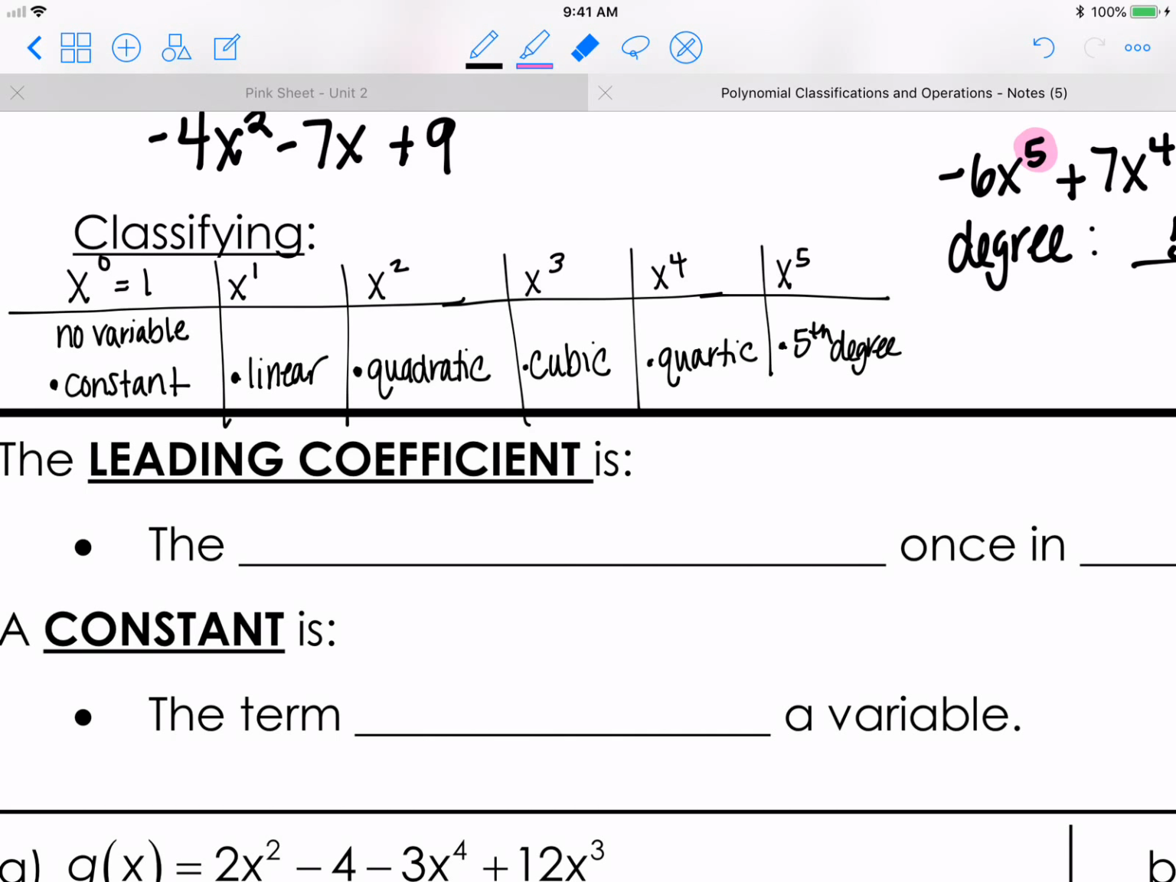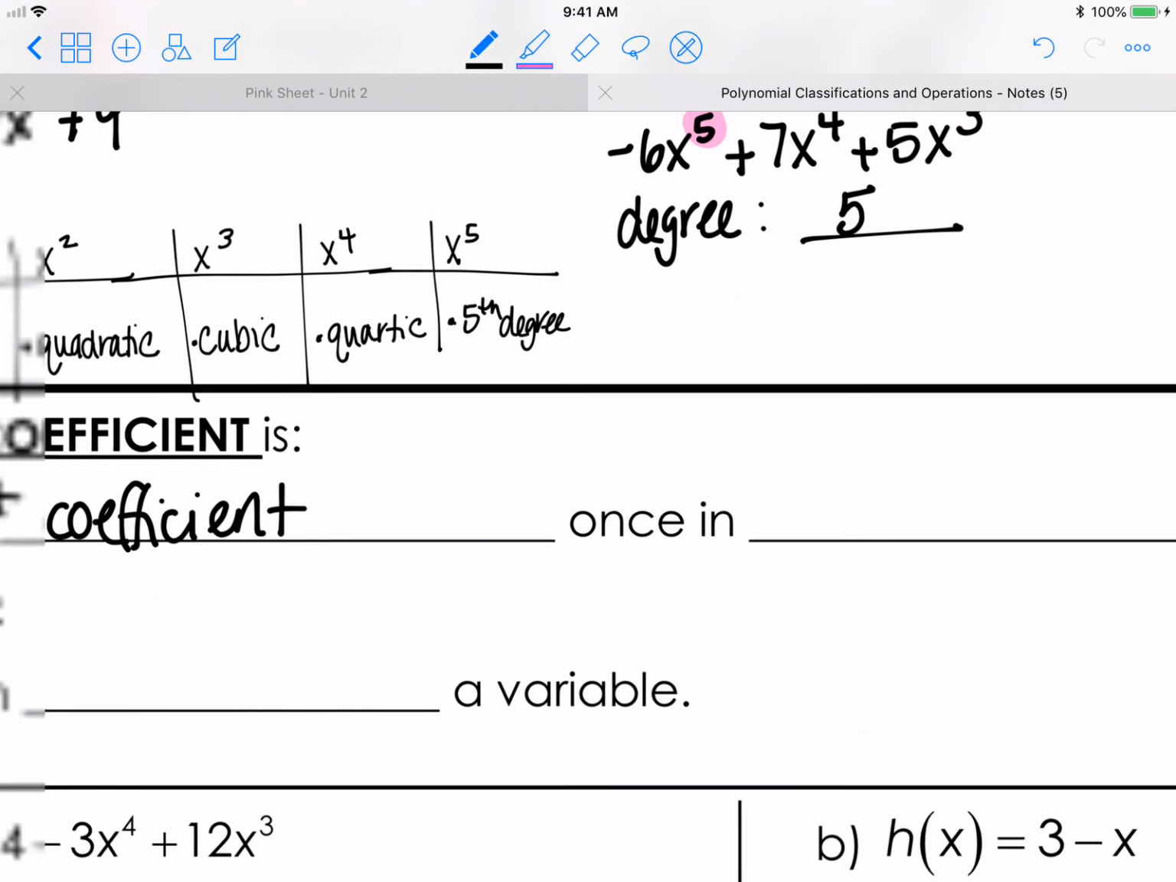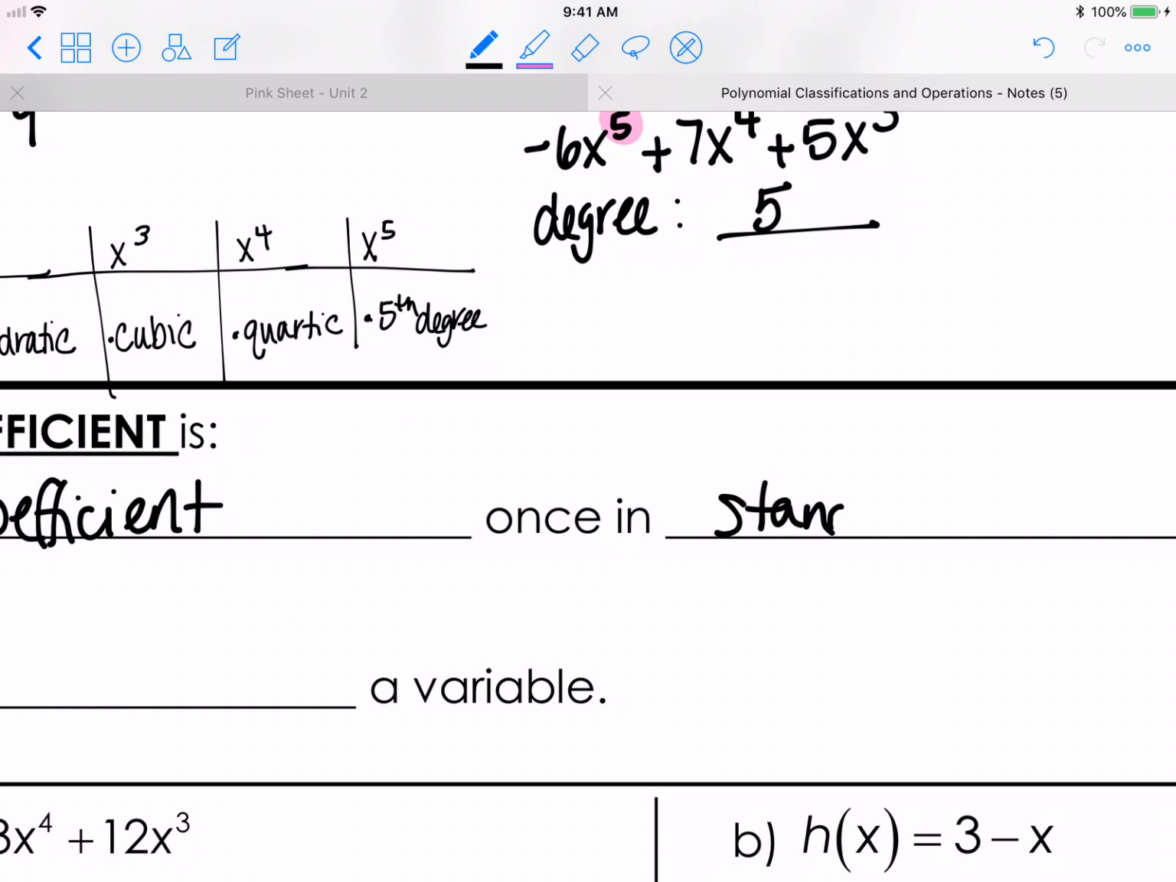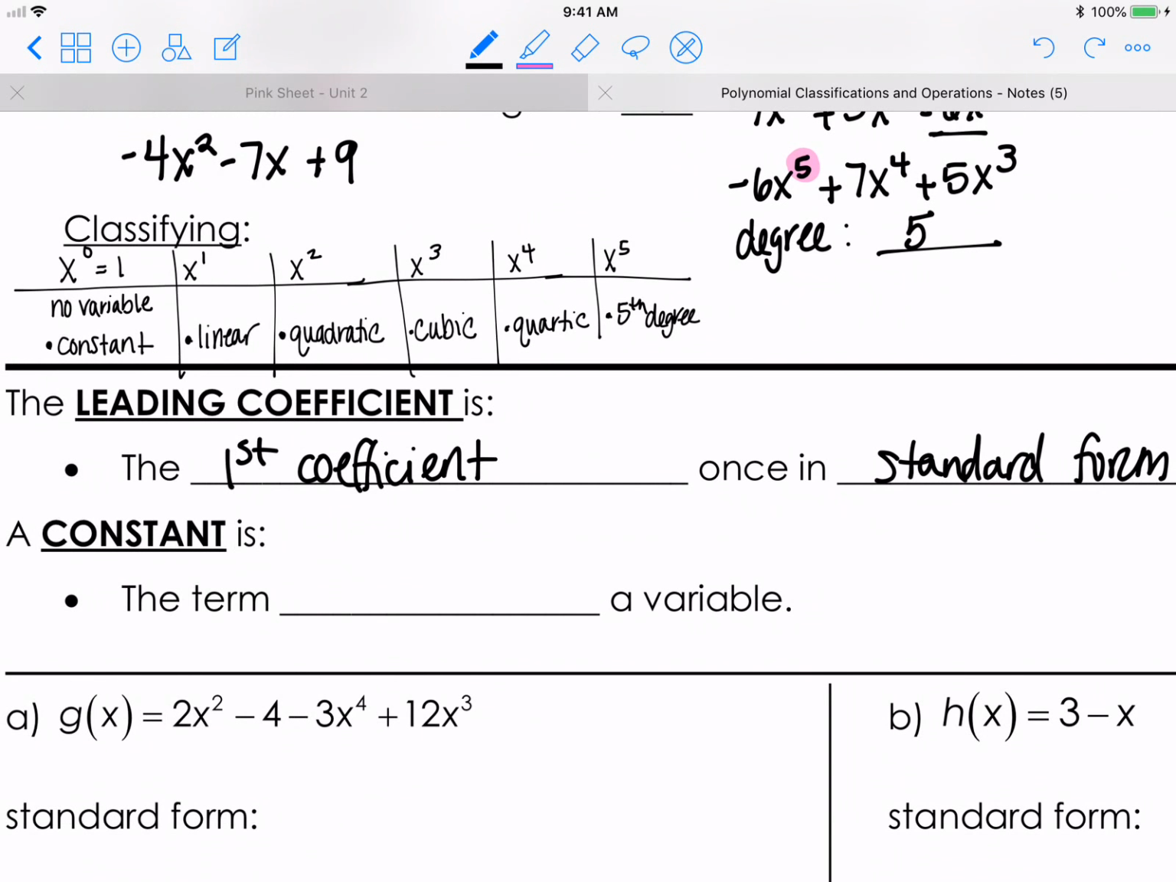Okay, so let's talk about the leading coefficient. The first coefficient once in standard form is the leading coefficient, okay? So then let's talk about a constant. It's the term without a variable.